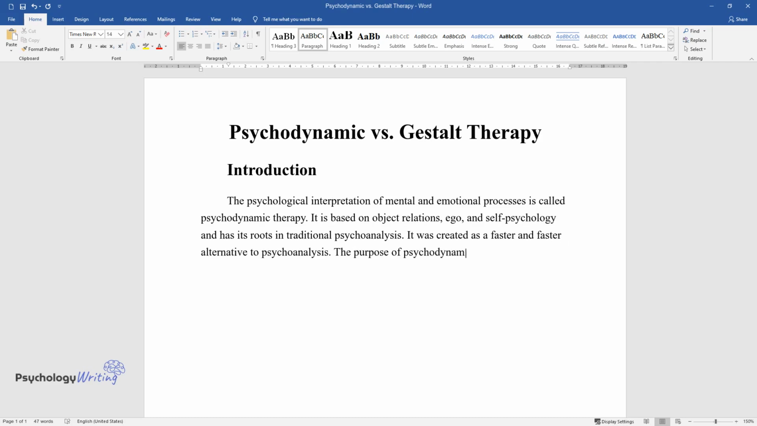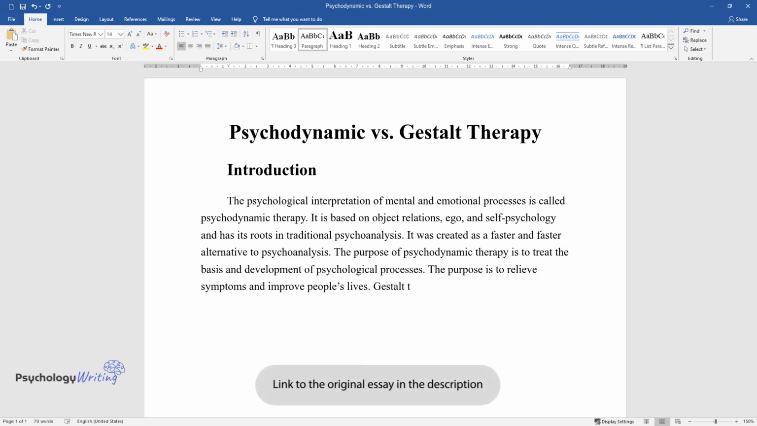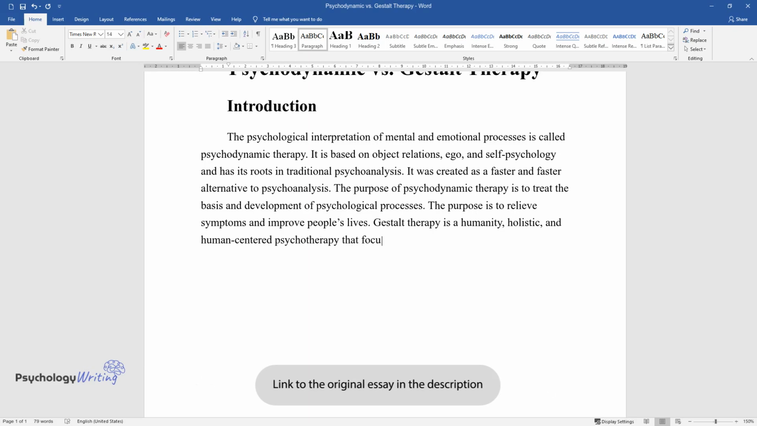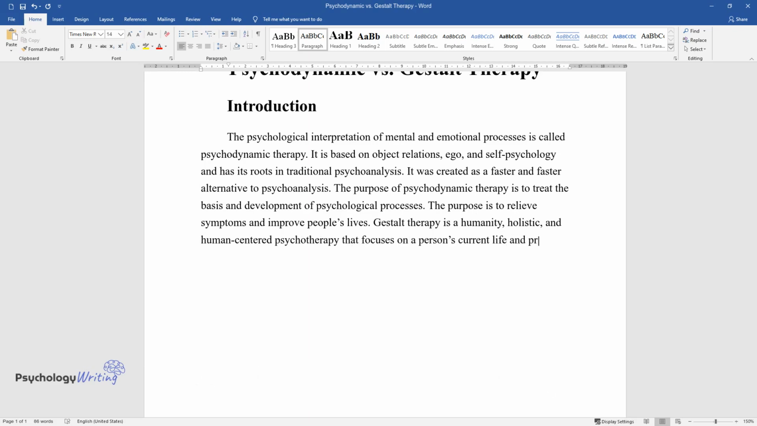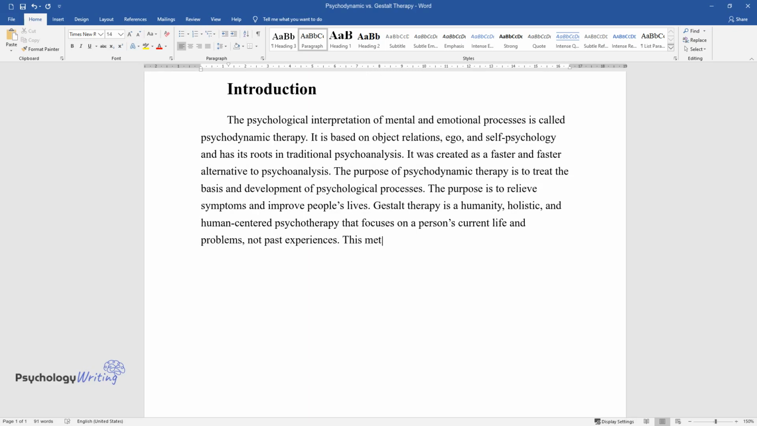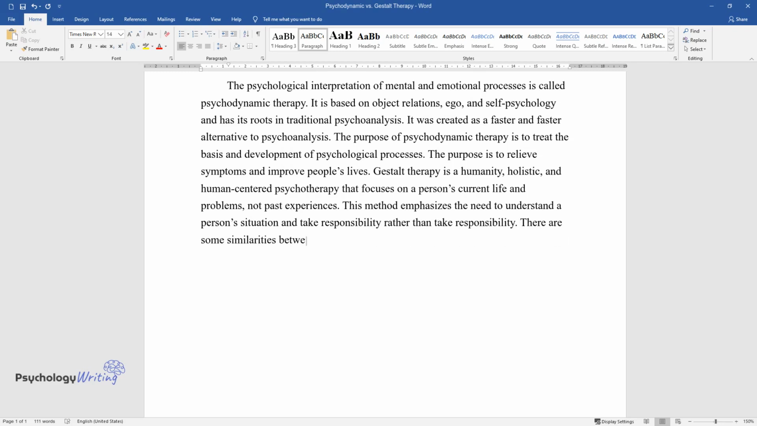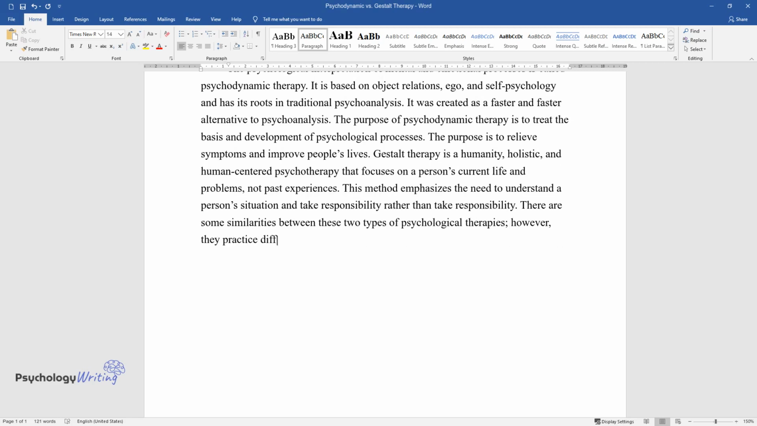The purpose of psychodynamic therapy is to treat the basis and development of psychological processes. The purpose is to relieve symptoms and improve people's lives. Gestalt therapy is a humanistic, holistic, and human-centered psychotherapy that focuses on a person's current life and problems, not past experiences. This method emphasizes the need to understand a person's situation and take responsibility. There are some similarities between these two types of psychological therapies, however, they practice different approaches.